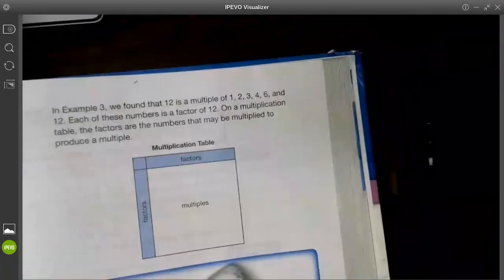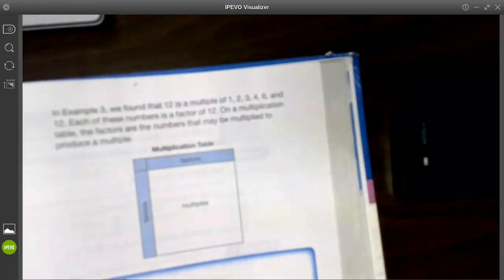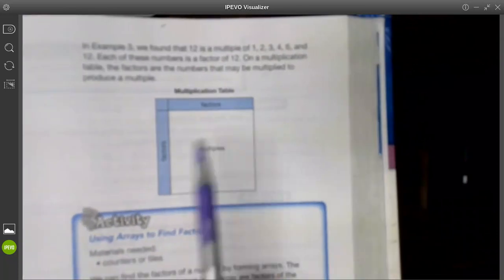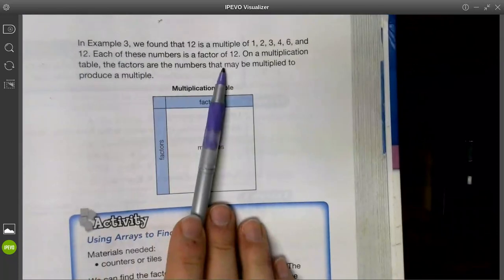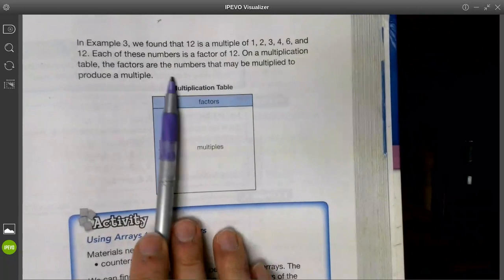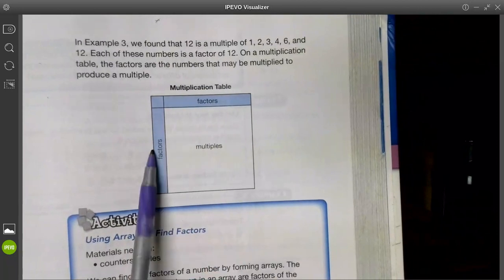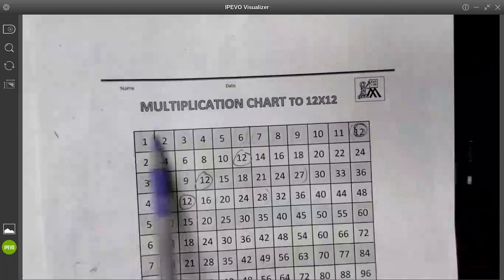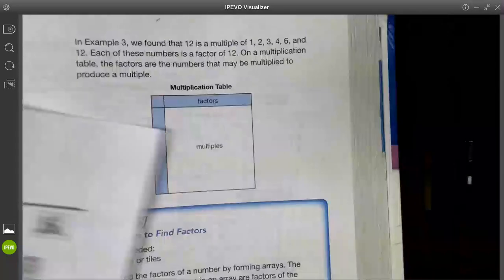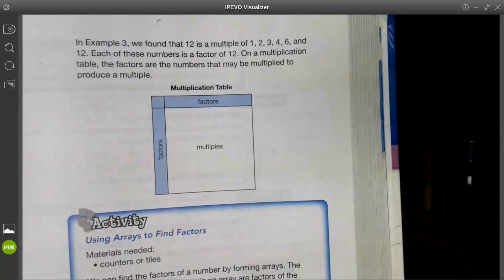All right, so in our last example, we found that 12 is a multiple of 1, 2, 3, 4, 6, and 12. Each of the numbers is a factor of 12. On a multiplication table, the factors are here and here. So factors. All right.